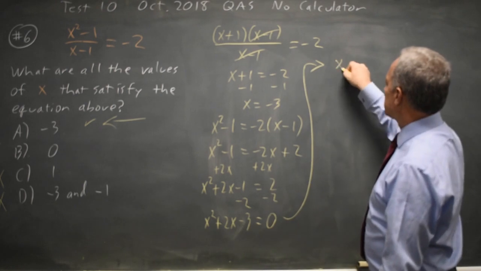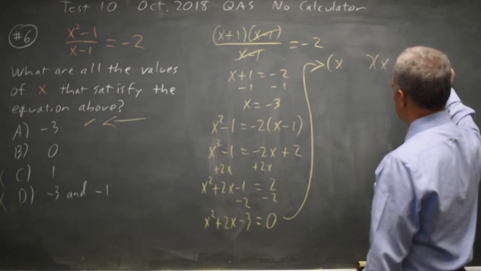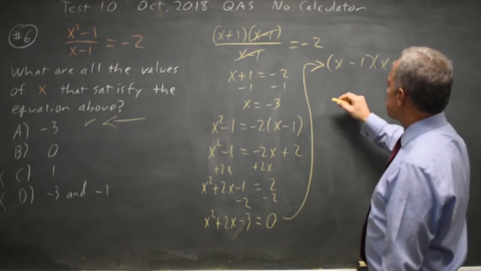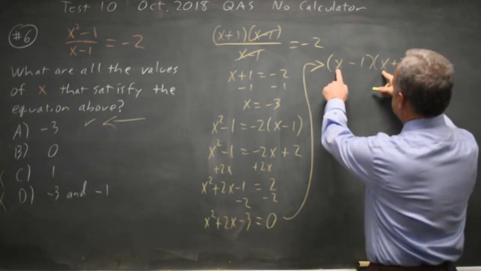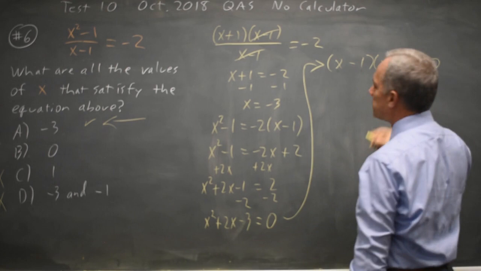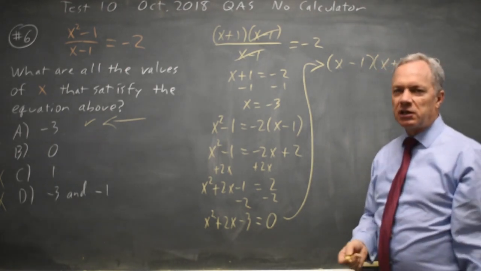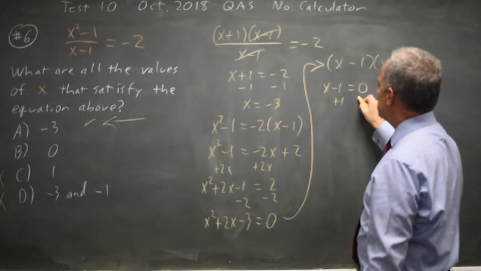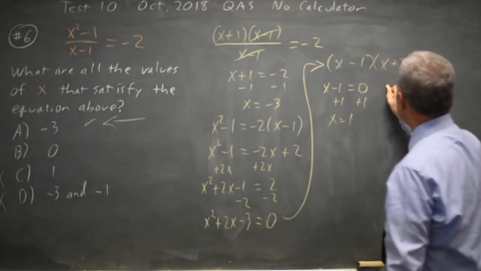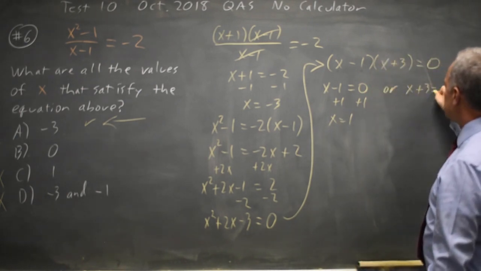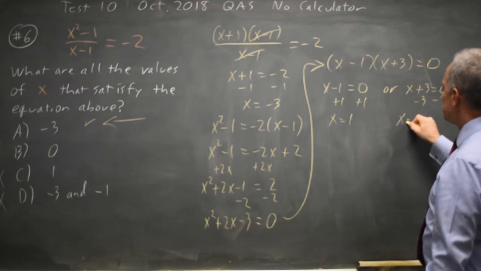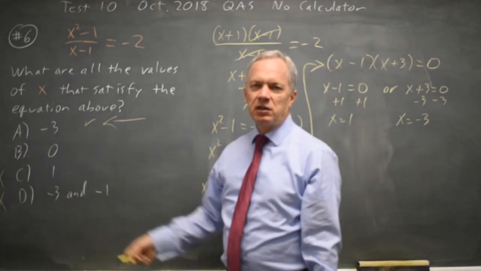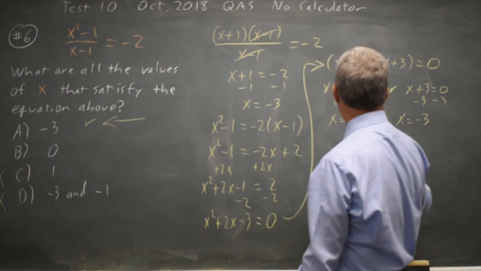If I factor this, I'm going to get a 1 and a 3. The 3 is positive and the 1 is negative. If I check that with FOIL, I get x squared plus 3x minus x is plus 2x minus 3, so that is the correct factorization. I now have a product that equals 0. If a product equals 0, either the first factor is 0, so x minus 1 equals 0, meaning x equals positive 1, or the second factor is 0, x plus 3 equals 0, subtract 3 from both sides, and x equals -3. That gives me two answers, which fortunately are not one of the choices, but once I have these answers, I have to substitute them in to make sure they're not extraneous.